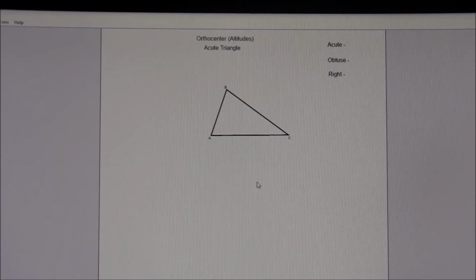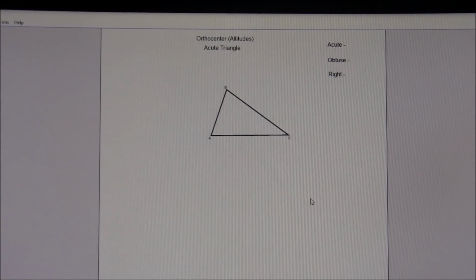We have come to the last type of point of concurrency, and that is called the orthocenter, better known as the altitude, the height. Again, I'm only doing an acute triangle for right now. So I need to find the altitude, which means the altitude is the perpendicular distance from the vertex.